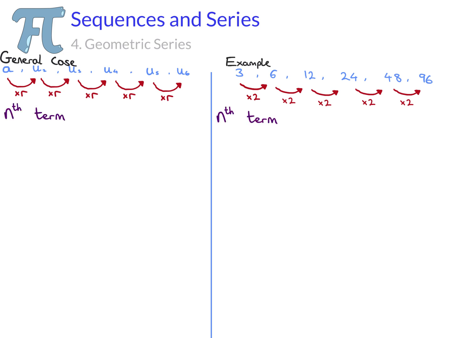To find the nth term of a geometric sequence, we must start with a and multiply it by the common ratio a certain number of times. This number is given by n minus 1.